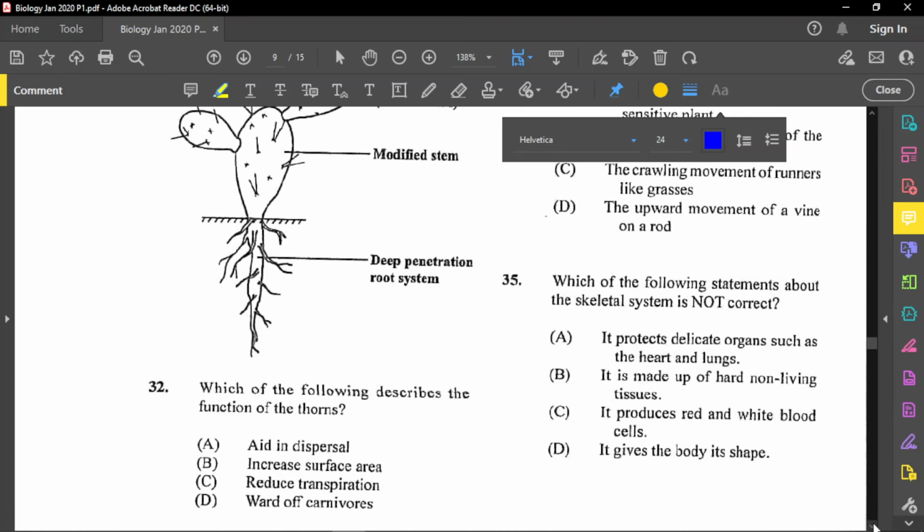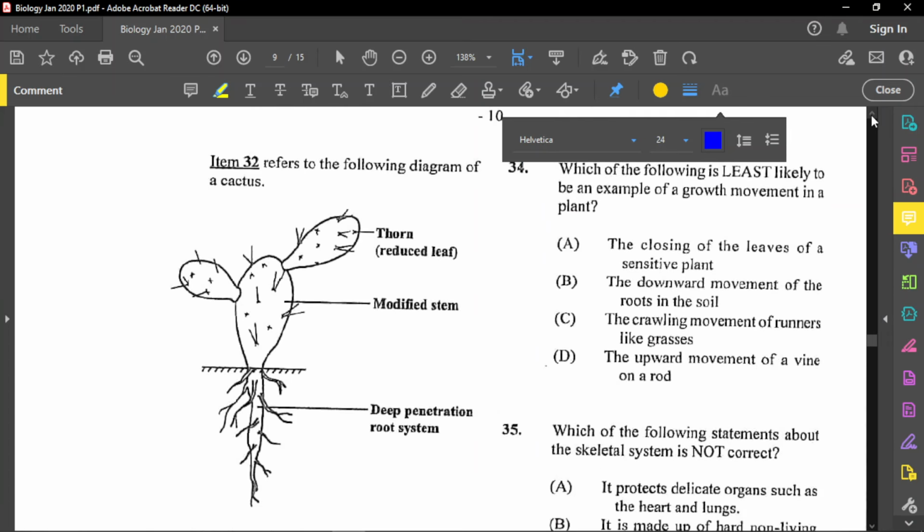It says, which of the following describes the function of the thorns? And remember that thorns now, they are reduced leaves. And if they're reduced leaves, then they're going to reduce transpiration. That's the main purpose for them, because they're in a desert area where they have to conserve water. So if they have plenty of leaves on them, then they're going to lose water through transpiration. So definitely to conserve water by reducing transpiration.